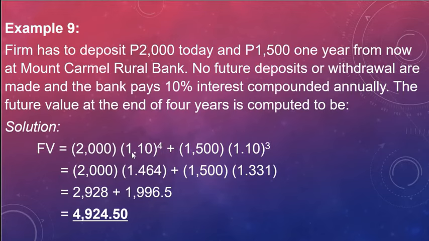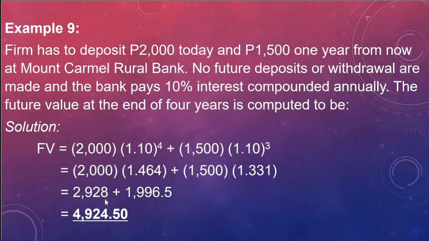So, the future value of the amount that you receive today, after 4 years, is this computation: 2,000 times 1.464, the future value factor. So the amount is 2,928. This means your 2,000 invested today will become 2,928 after 4 years. Okay?